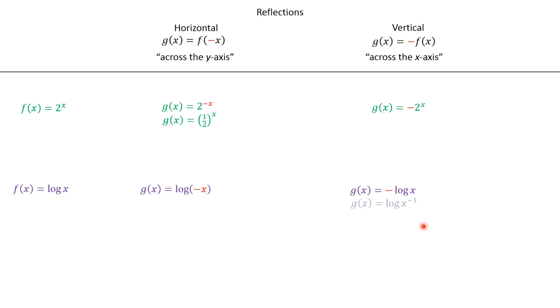It could go up in the exponent, and something to the negative 1 is just its reciprocal. So a vertical reflection in a log could just be a reciprocal of the log itself, just like the horizontal reflection in the exponential is just a reciprocal of that base.